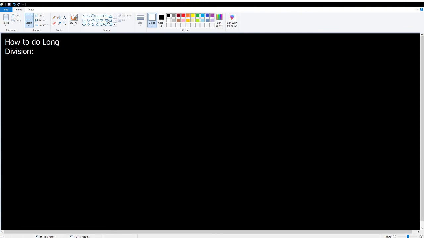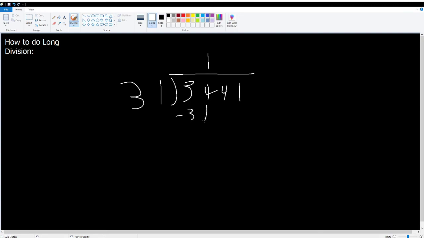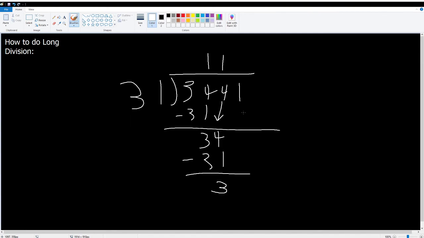All right. Last question. 3,441 divided by 31. 31 goes into 34 once, minus 31, you get 3. Bring down the 4. 31 goes into 34 once, minus 31, you get 3. Bring down the 1. 31 goes into 31 once. So 31 times 111 is 3,441.